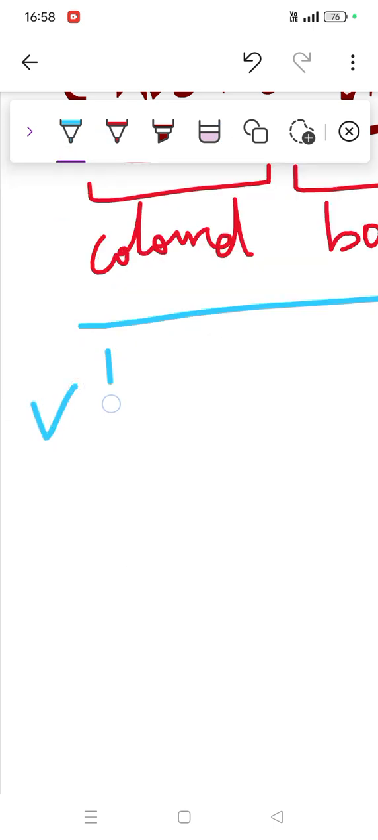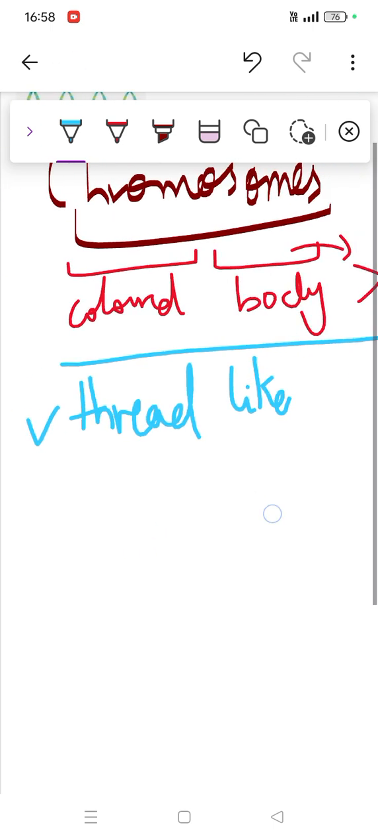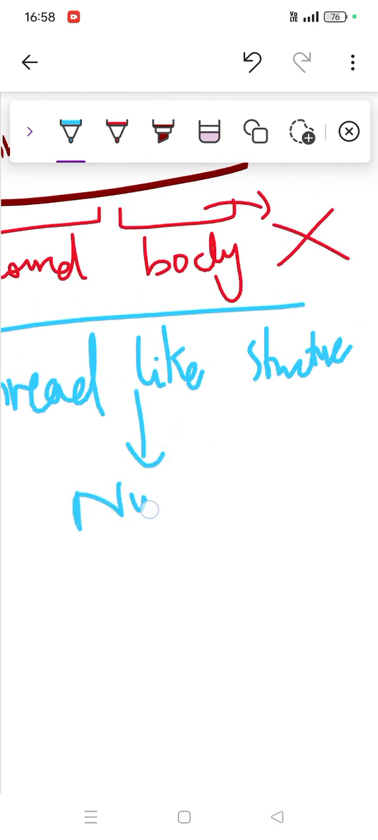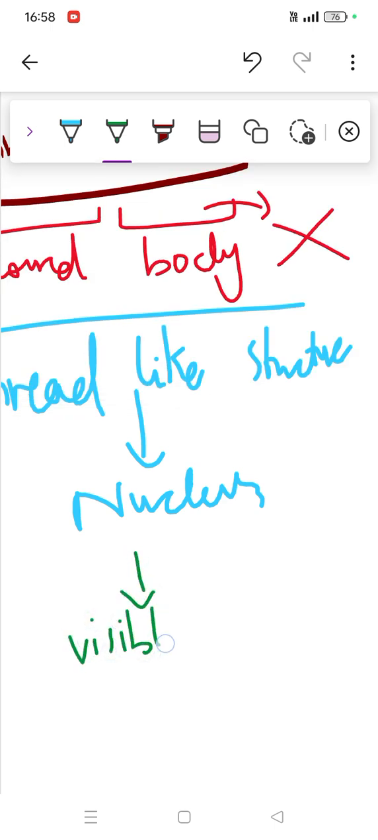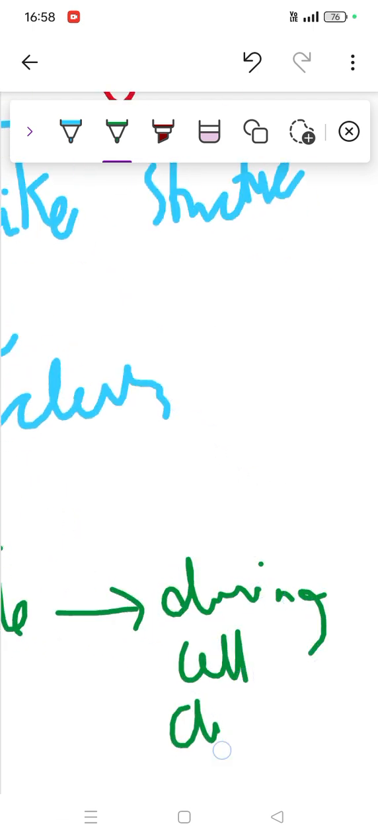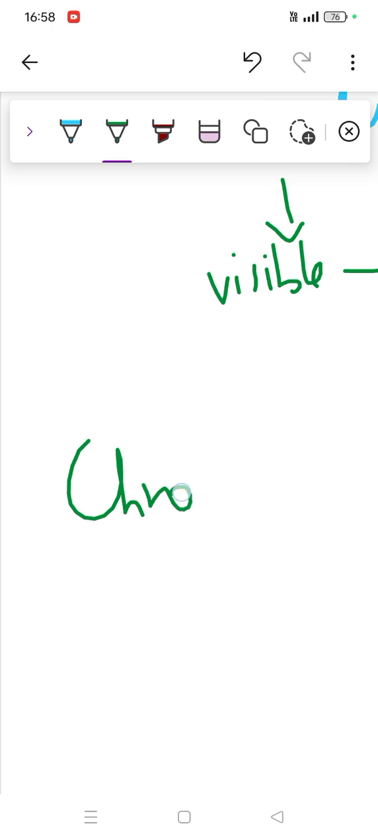How is it like that? It's simply a thread-like structure, which is present inside the nucleus. The chromosome is only visible during cell division. During cell division only. Then, when we talk about the chromosome, it is simply a carrier of heredity.